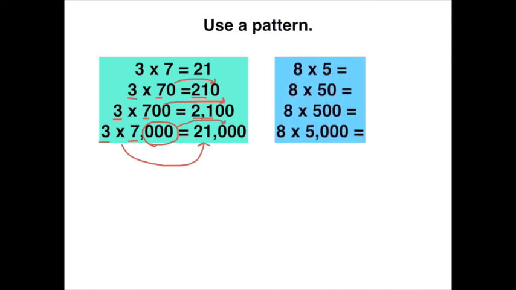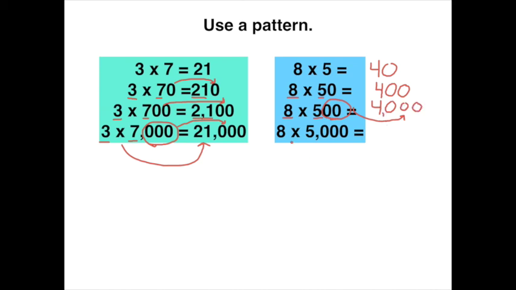8 times 5. Okay, well, we know what that is. Come on now. We got this covered. This is 40. So, 8 times 50. How about 8 times 5, right? Is what? 40. How many zeros do I have in 50? I have 1 zero, so it's 400. Look, 8 times 500. 8 times 5 is 40. How many zeros do I have? 2 zeros. So I bring those over. There they are.